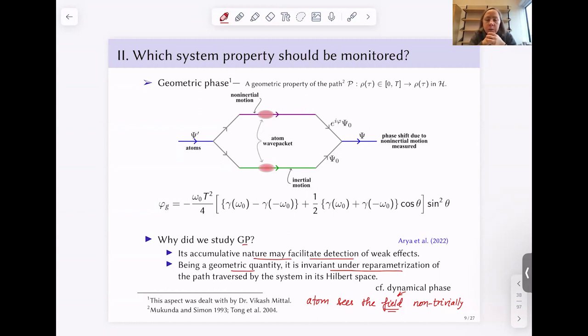So I'm not sure what makes it geometric, because in the standard definition, it's when you change parameters of the Hamiltonian in such a way that you adiabatically change eigenstates. If you start in the eigenstates, it adiabatically follows the Hamiltonian and then at the end goes back to the same initial state, but may acquire a phase that is measurable.